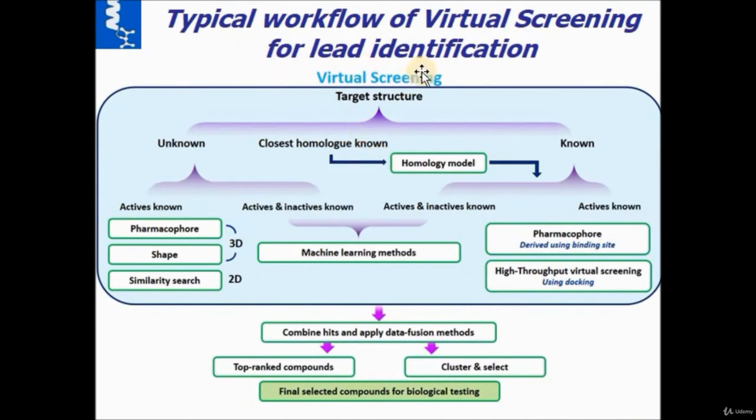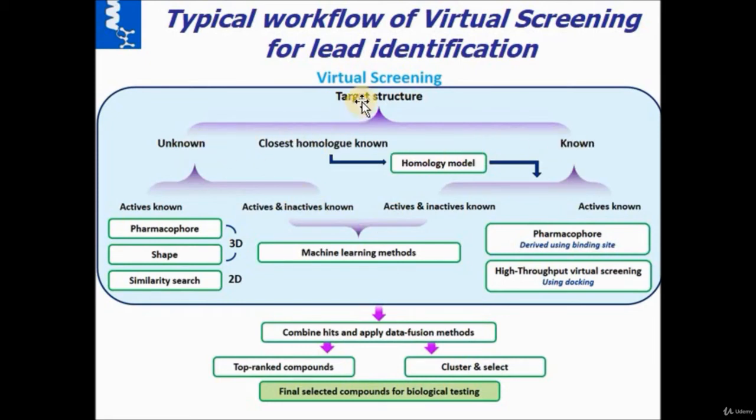Yeah. So this is the typical workflow of virtual screening for lead identification, based only on in silico methods. So we are not going to talk about any traditional methods or in vivo studies. This particular lecture is mainly focused on virtual screening only. Okay. So for virtual screening, first of all, we require a target structure. Target structure is nothing but the drug target of interest, targeting which we want to identify the lead compound or a potential drug compound.